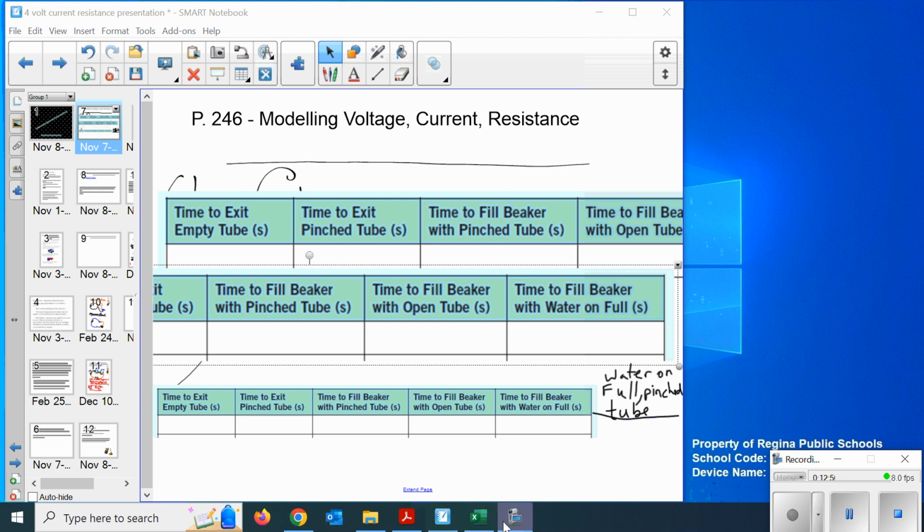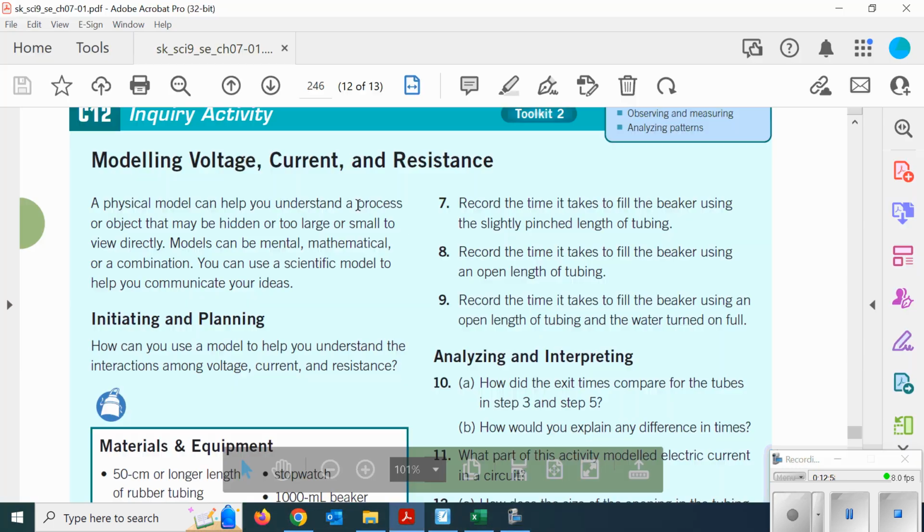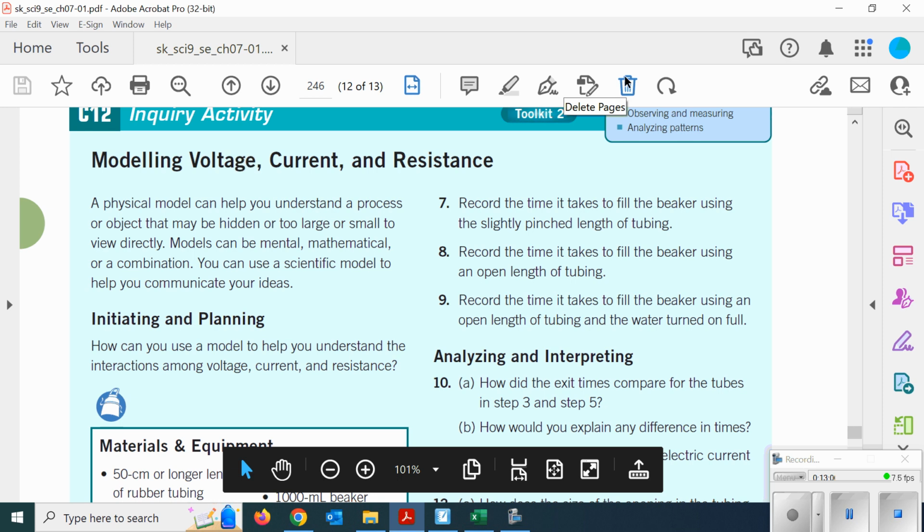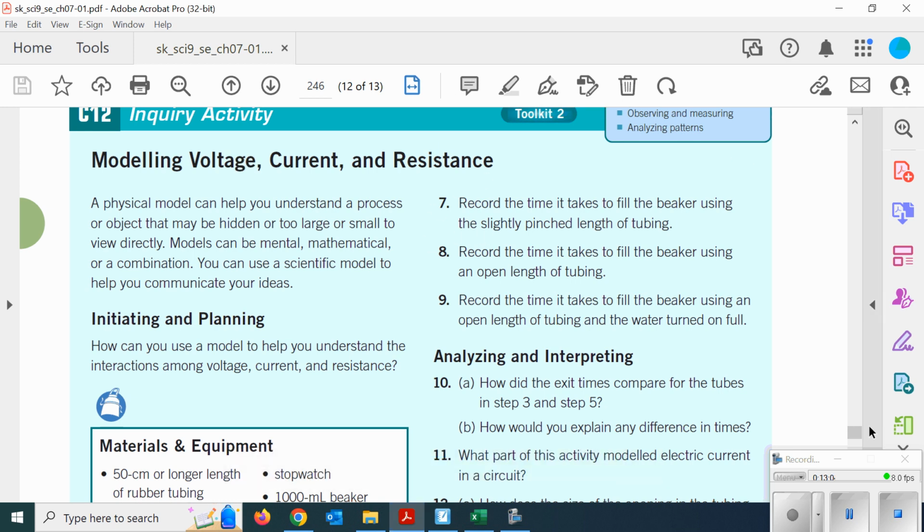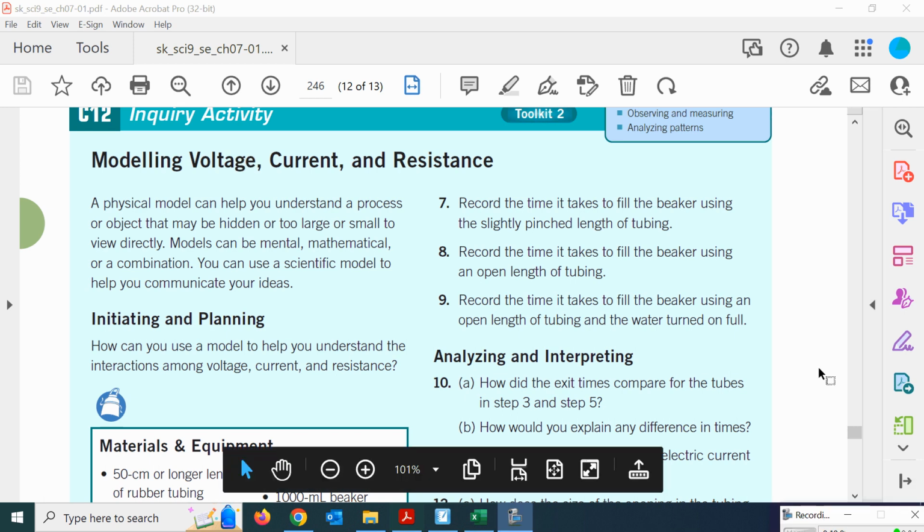I've waited for a while. I'm going to flip to the textbook. This is the actual page that I referred to. Modeling. Okay, guys. Modeling voltage, current, and resistance.